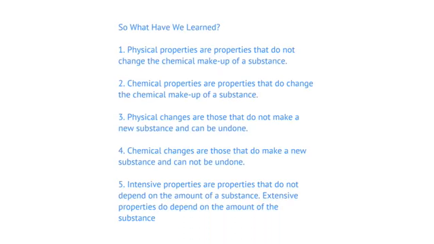So what have you learned? We've learned the physical properties are properties that do not change the chemical makeup of a substance, but chemical properties do. We've learned that physical changes don't make new substances and can be undone, whereas chemical changes make new substances and can't be undone. We've also learned about intensive properties and extensive properties, and that intensive properties do not depend on how much of the substance you have, and extensive do.